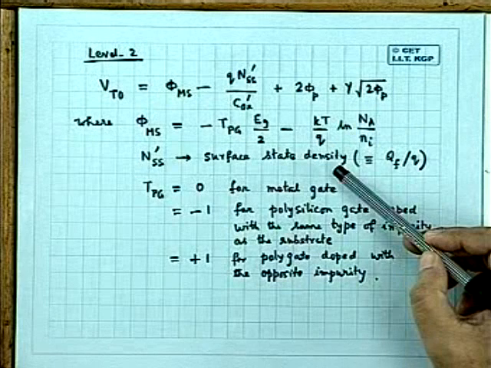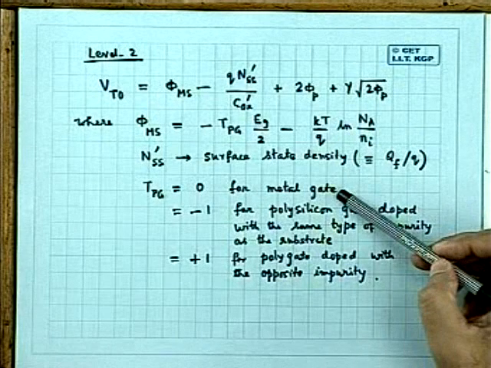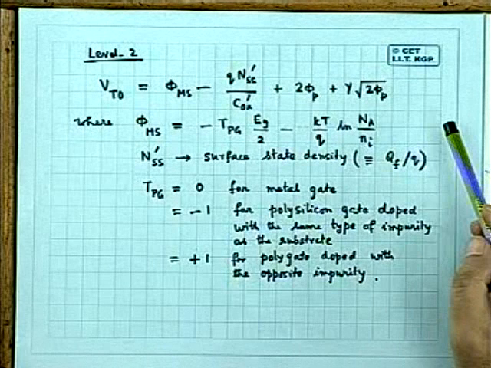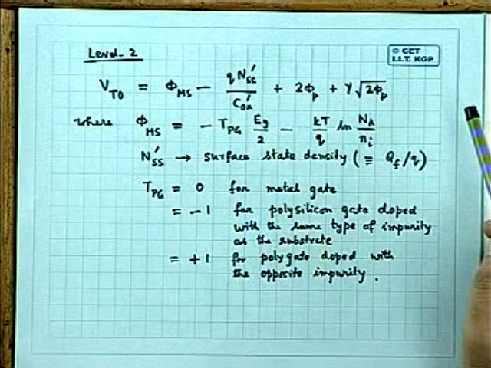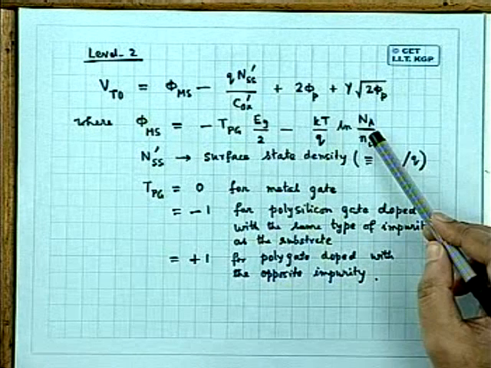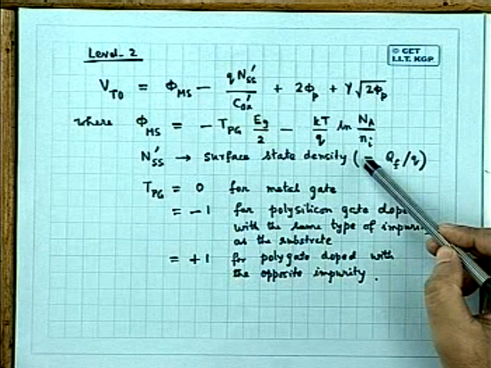What is the basic assumption made? The basic assumption is that they have assumed that for the metal gate, particularly aluminum gate, the value of phi m, the metal work function, is the same as, you can note down, value of phi m, the metal work function.